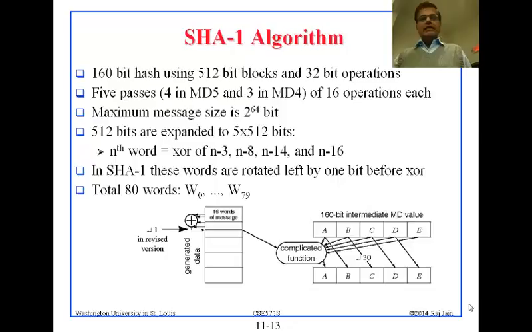All right, so SHA-1 is 160-bit long. All right, and it uses 512-bit blocks using 32-bit operations. There are three parameters. How long is the hash? What is the block size? And what is the operation size?